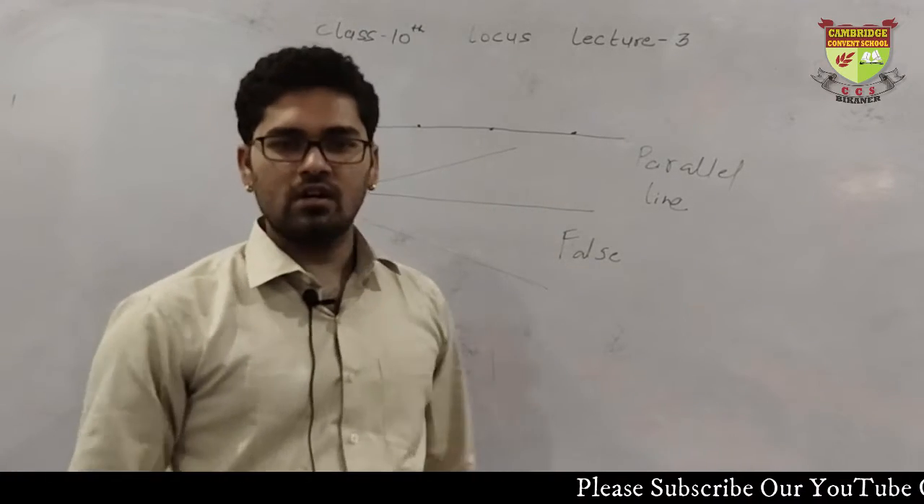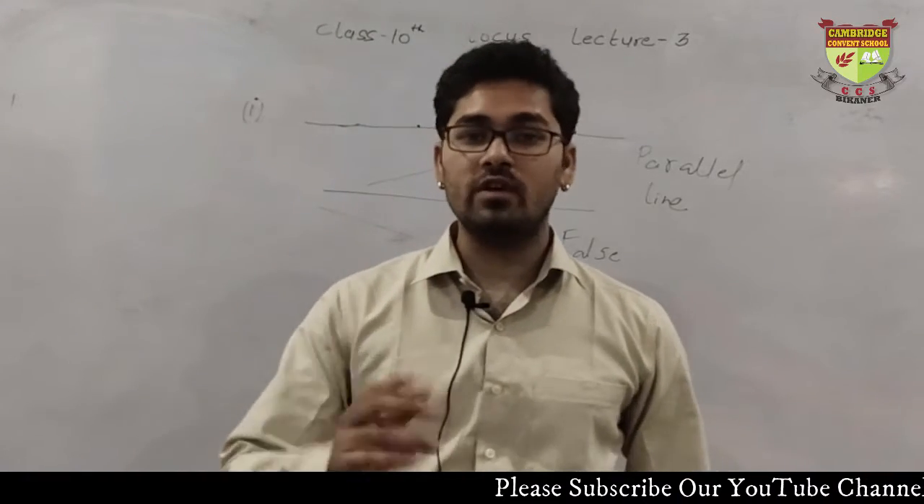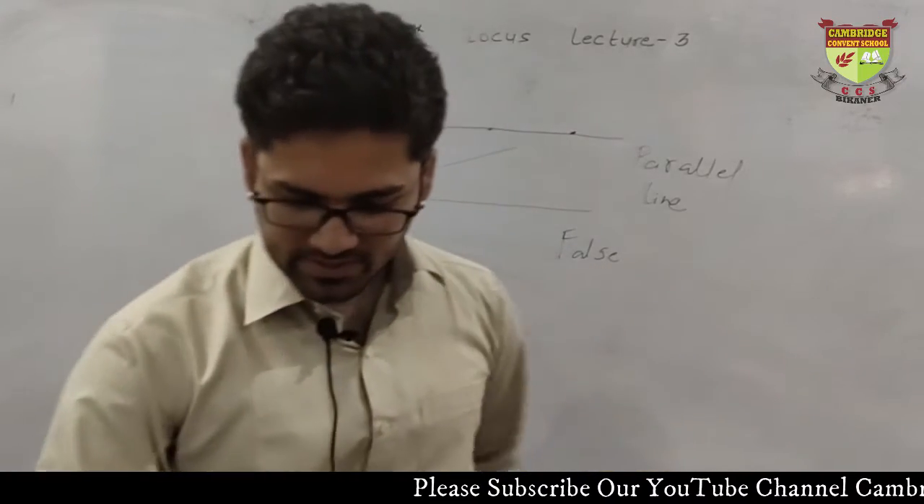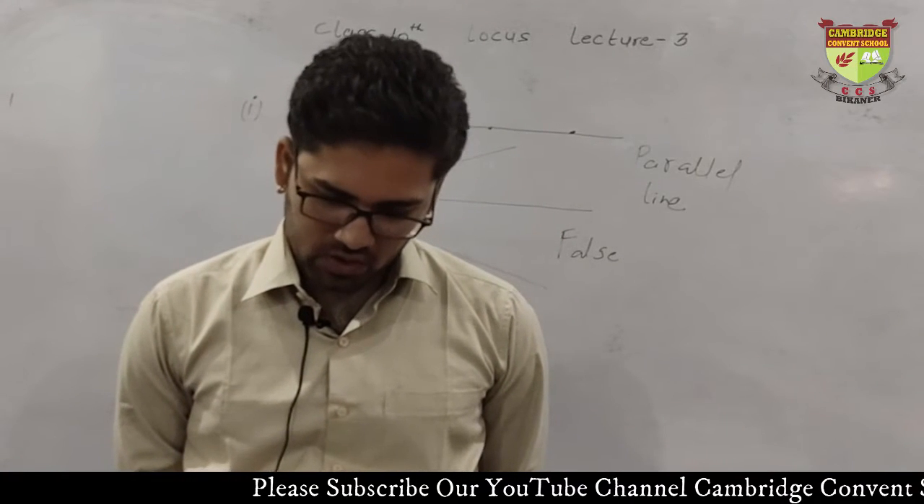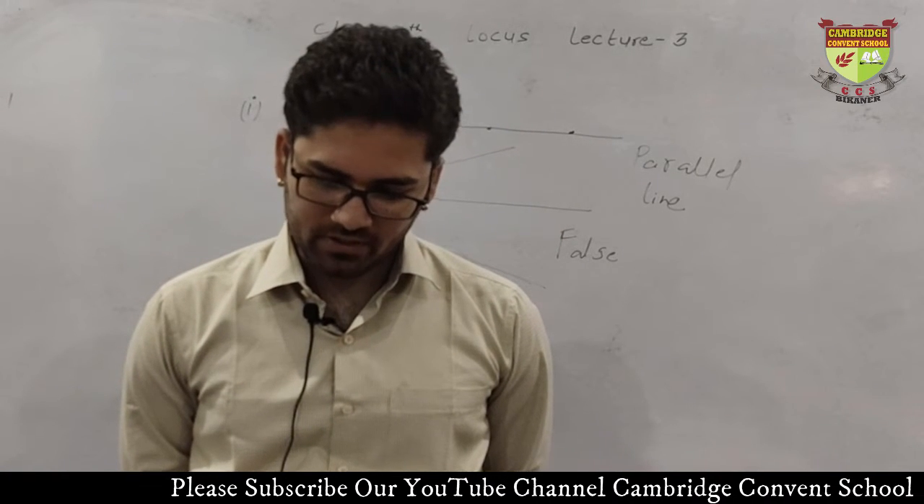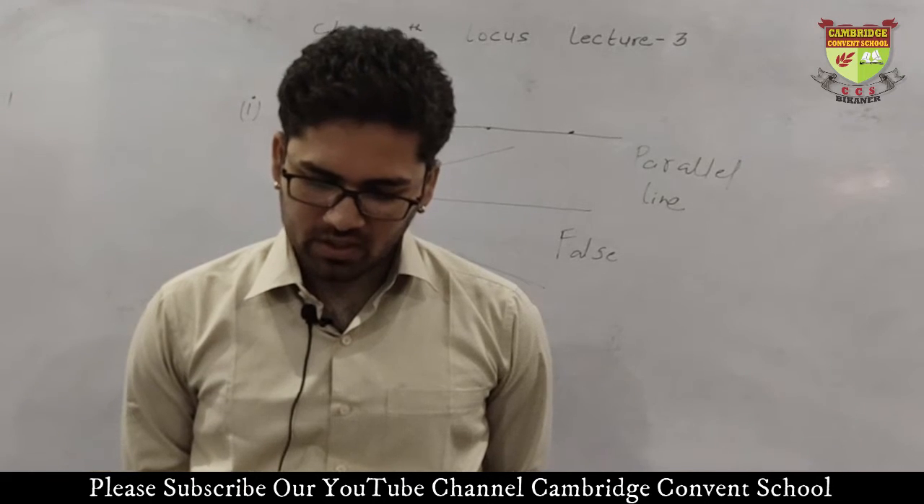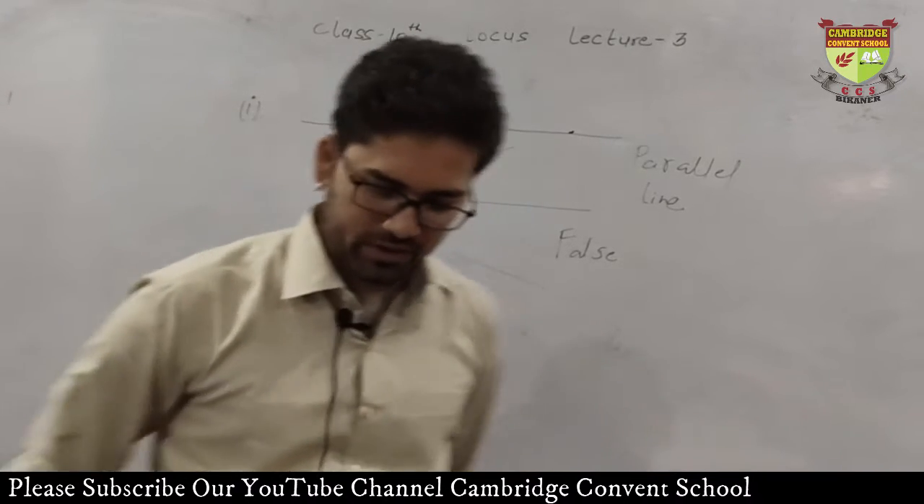Fine. So this is our first portion of true false. Now we are moving to the second one. What is the second one? A circle is a locus of the points which are equidistant from a certain point.